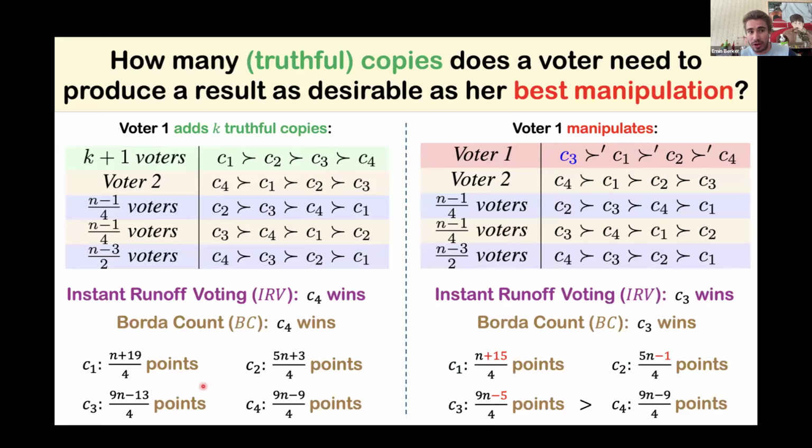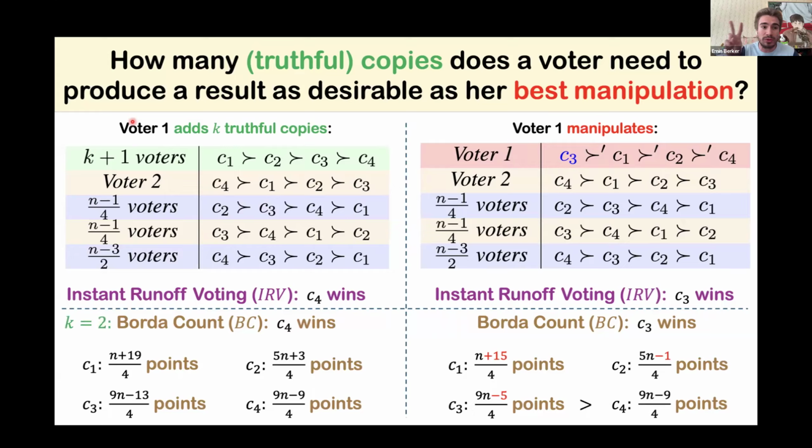So if we add k truthful copies, now there's going to be k plus 1 people with these preferences rather than just 1. And now you can see that with Borda count. So this is where I'm going to split the 2 rules, because this is where things are going to start going differently for the 2 rules.